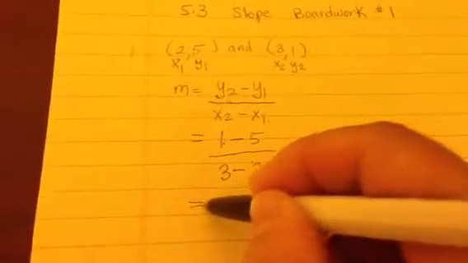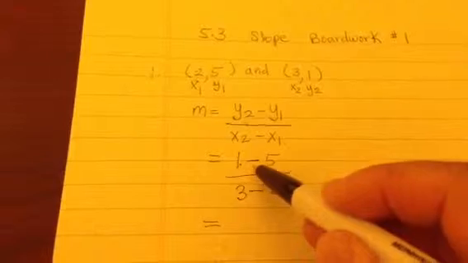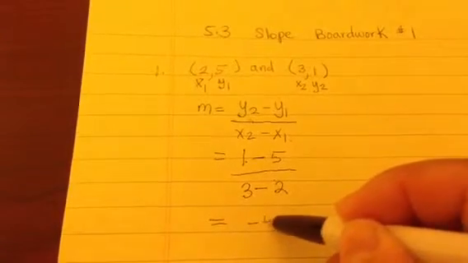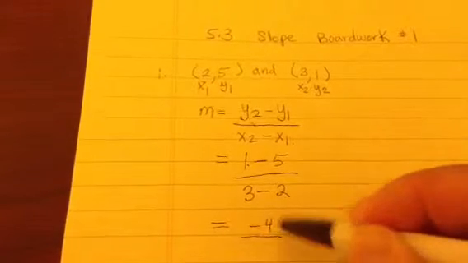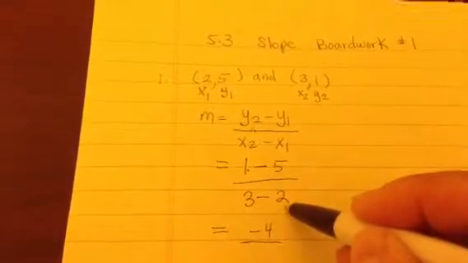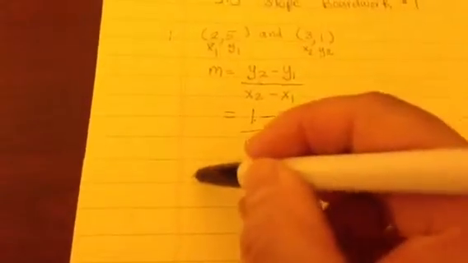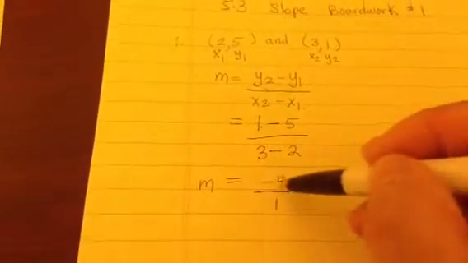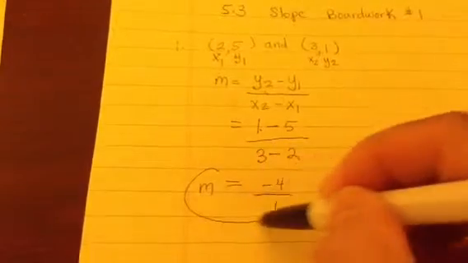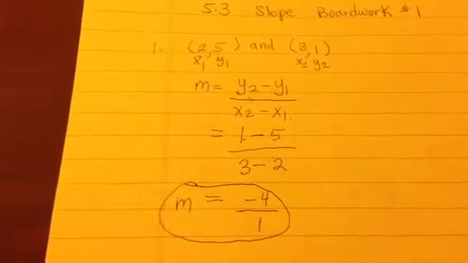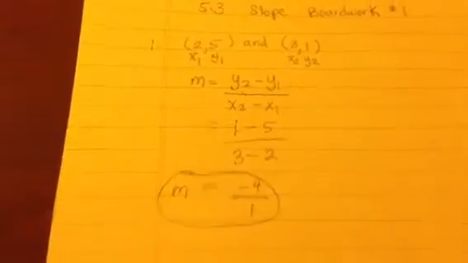Okay, so now let's continue on and simplify this. So 1 minus 5 is -4. Good. And then 3 minus 2 is 1. Okay, so then our slope is just this right here. M equals -4 over 1. So we'll just circle that right there. Okay, we're not going to do any graphing because we already did the graphing the last couple of days. So we're just going to go ahead and use the formula. Alright, okay, let's continue on.